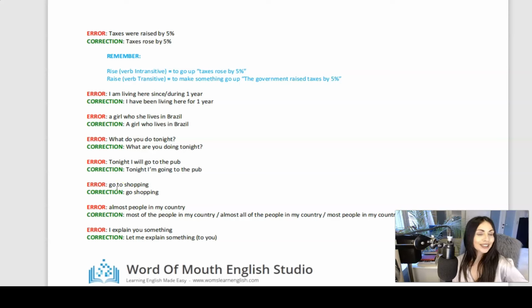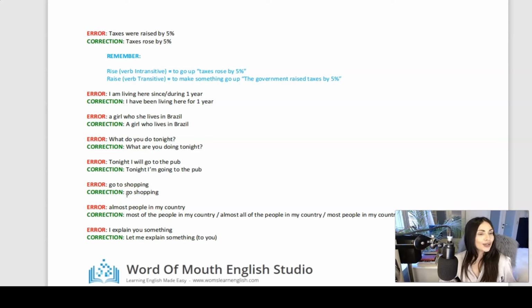The next commonly made error is go shopping. Right. Do we say I'm going to shopping? That is not correct. Shopping is a verb, and therefore we need to be using the gerund, very good. But why say to shopping if shopping is not a destination? Maybe you mean the shops. I'm going to the shops.